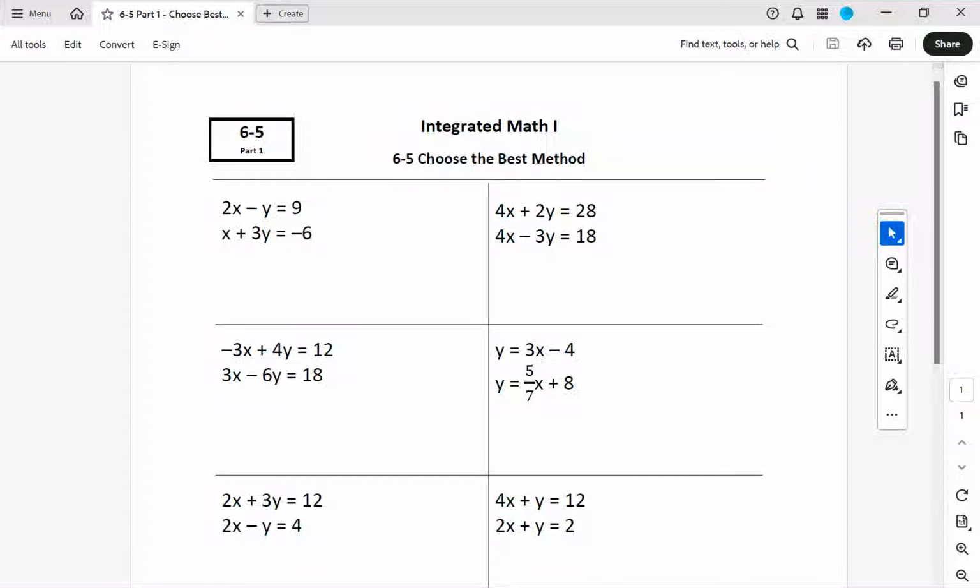Hello, welcome. We are looking at choosing the best method in 6.5, whether you should be using graphing, substitution, or elimination. Graphing is almost never chosen unless you're told to do graphing, because most of the time these are not easily graphed. There could be an exception though.